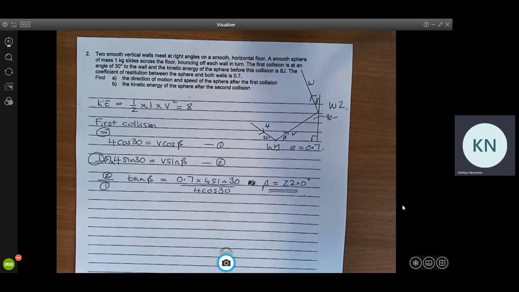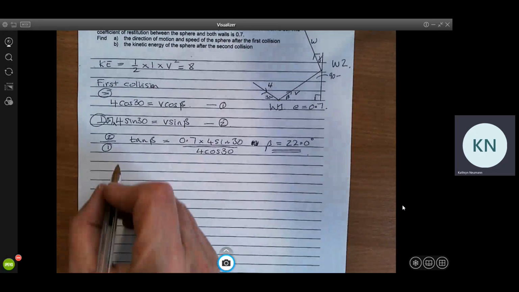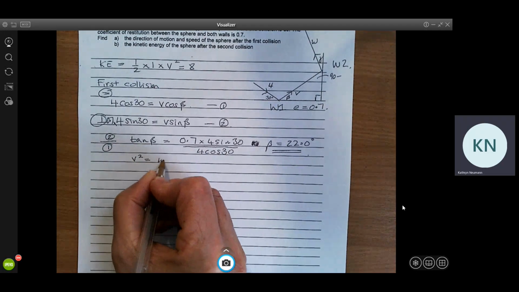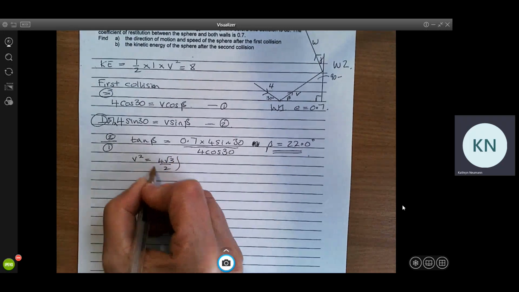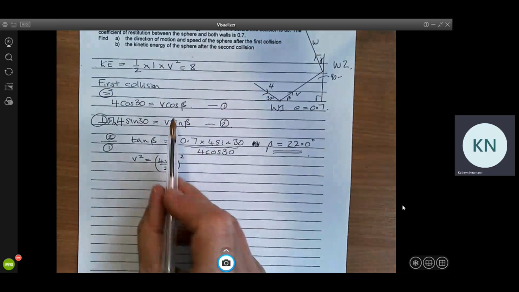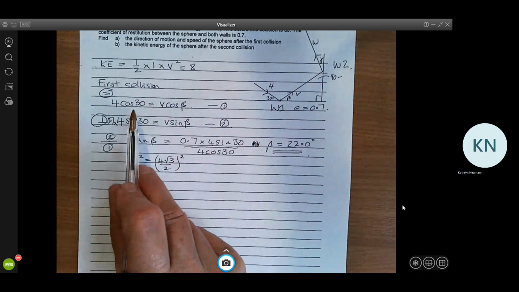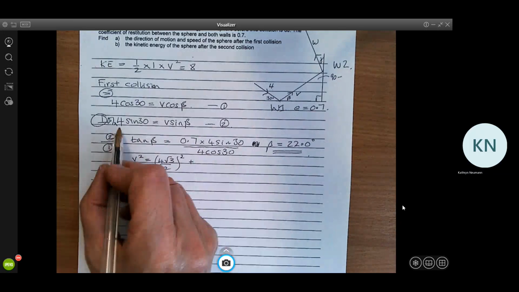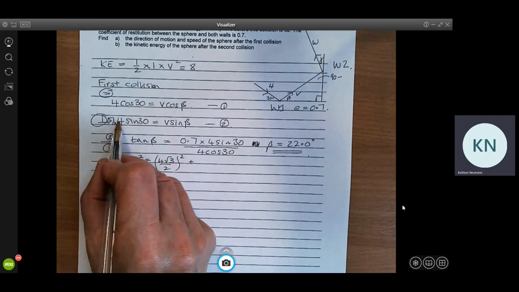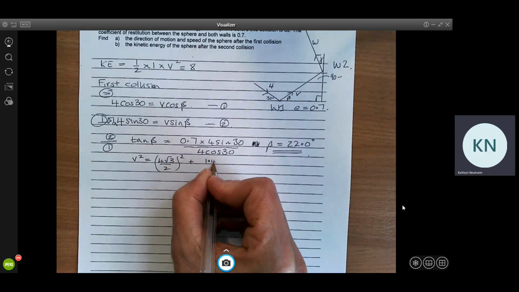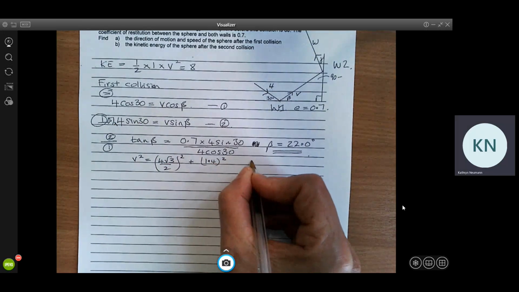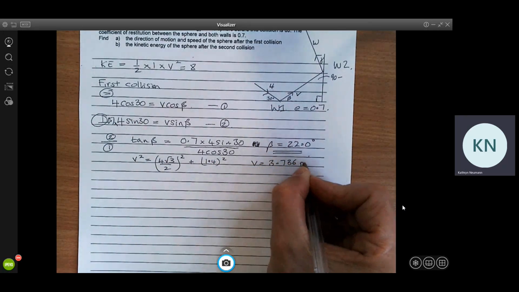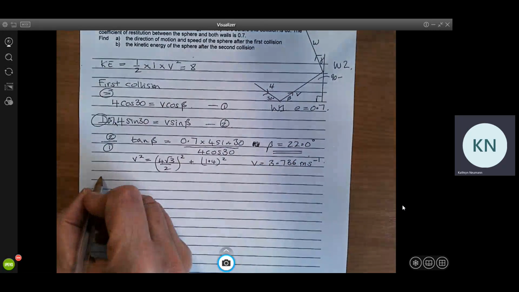We also need to find the speed. So we do that by squaring and adding, so that we've got the velocity squared is going to be (4 root 3 over 2) all squared, so that's going to be this one here, plus this is 1.4, because sine of 30 is a half, so that's 2, so that's 1.4 squared. So this leads to V being 3.736 meters per second.